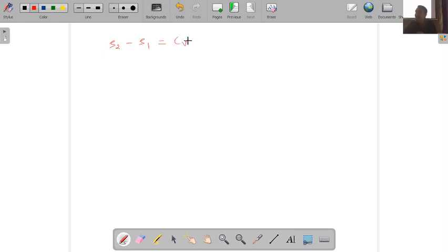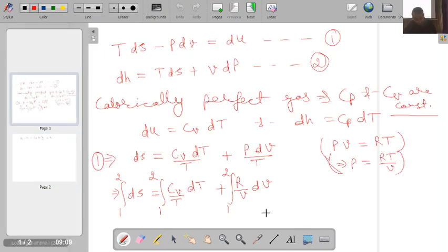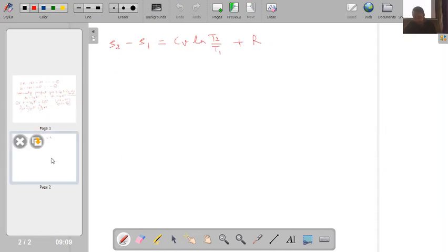Cv I had taken constant. Integration of dT by T will become ln, with limits of integration T2 by T1. Similarly, plus R dV by V: R is constant, integration of dV by V becomes ln, and after substituting limits of integration I get ln V2 by V1. So this is one important relation.